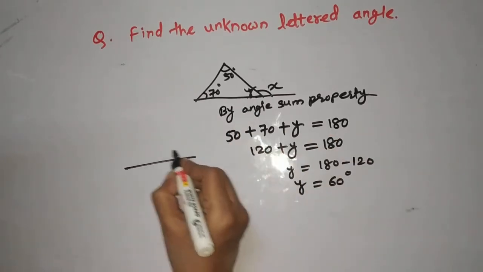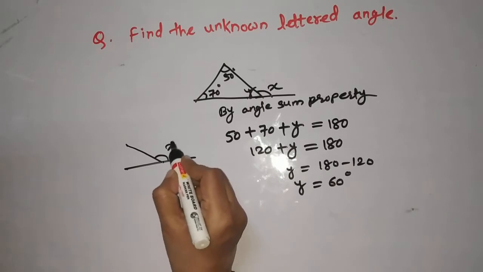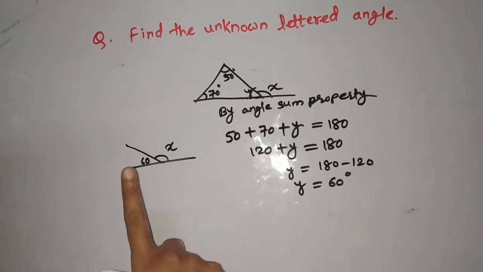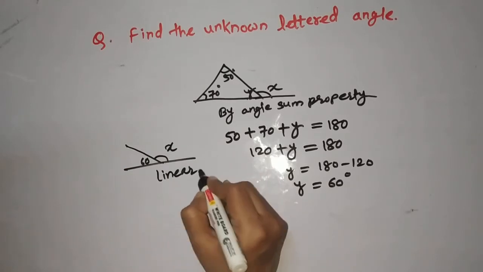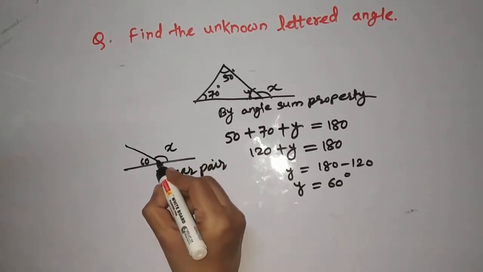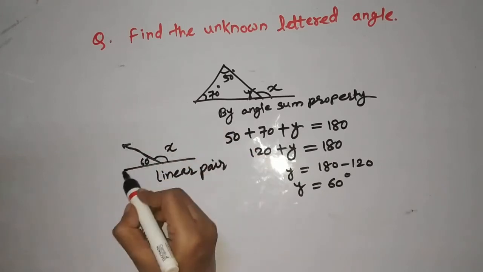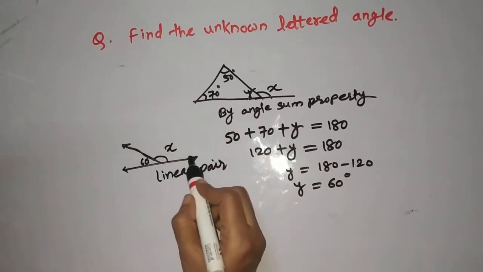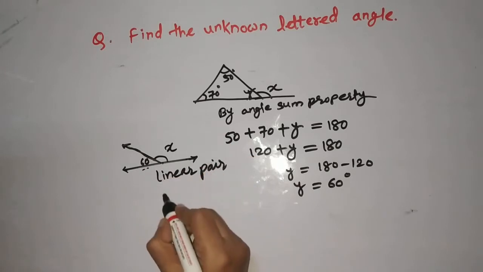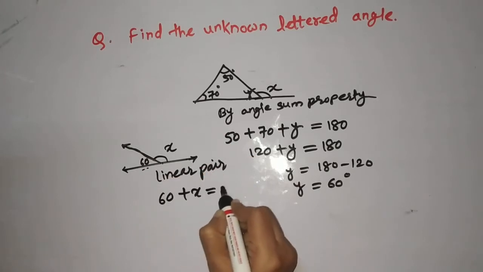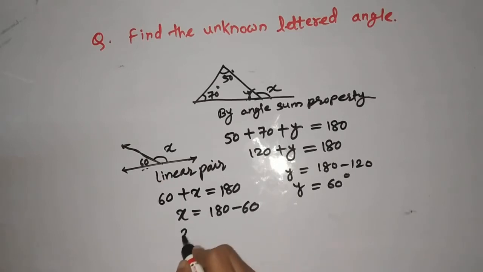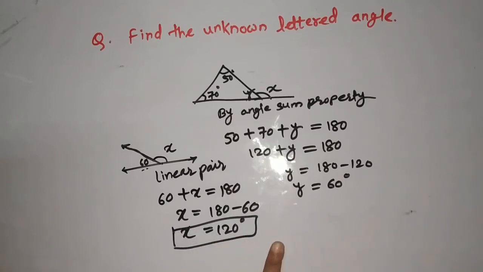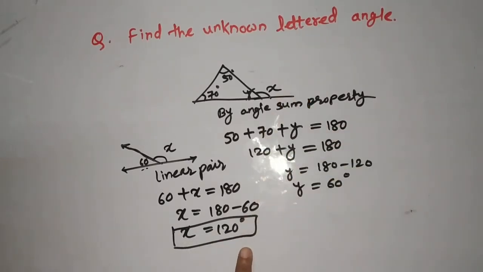If you notice this diagram carefully, this is X and this is 60 degrees. So here you notice it is forming a linear pair. A linear pair is two adjacent angles which have one common arm and two opposite rays. So 60 plus x will make a 180 linear pair. So friends, x is equal to 180 minus 60, which is equal to 120. So here this x is 120.